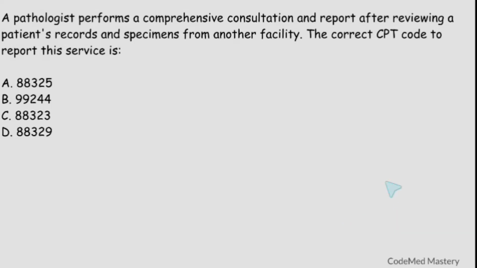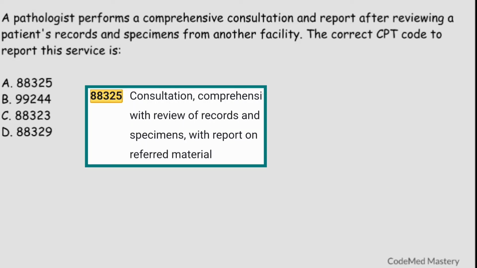Read this question. A pathologist performs a comprehensive consultation and report after reviewing a patient's records and specimens from another facility. The correct CPT code is, check option A 88325, which is for consultation comprehensive with review of records and specimens with report on referred material. In the scenario, they have mentioned comprehensive consultation and report after reviewing a patient's records. So it is exactly matching with the code 88325. So 88325 is the right code. We'll keep this option for now.